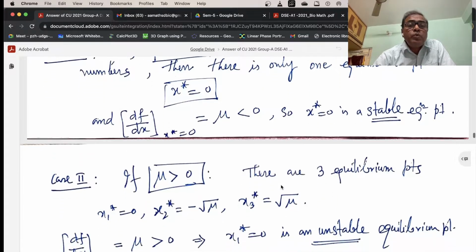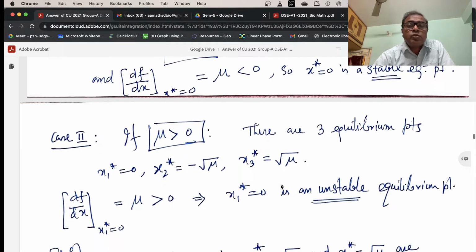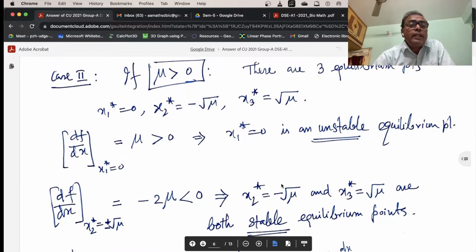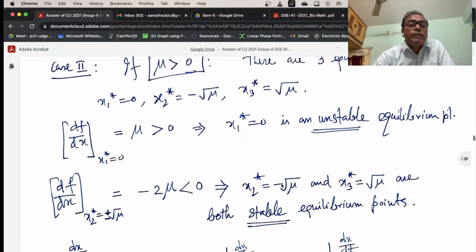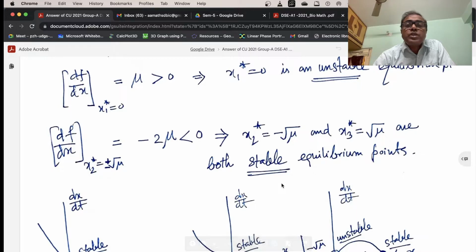And case 2, when mu is greater than 0, then we get three equilibrium points: x1 star 0, x2 star minus root mu, x3 star equal to root mu. And df dx at the point x1 star is mu, positive, so x1 star is an unstable equilibrium point. Df dx at x2 star equal to minus 2 mu, negative. In both cases, for x equal to plus or minus root mu, df dx equal to minus 2 mu, and mu is positive, so obviously minus 2 mu is negative. So x2 star equal to minus root mu and x3 star equal to root mu are both stable equilibrium points.